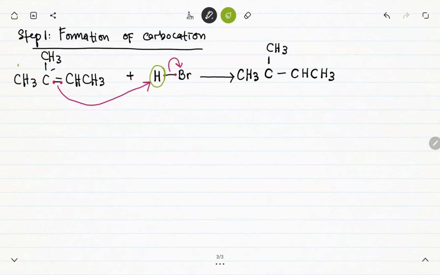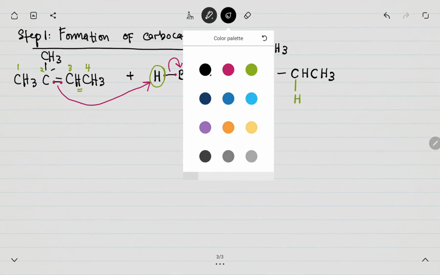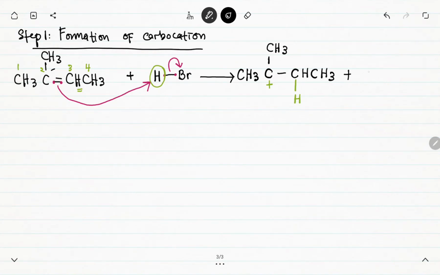So this means hydrogen must be added at carbon number 3, because carbon number 3 has the higher number of hydrogens compared to carbon number 2. So hydrogen is added at this carbon. Next, carbon number 2 will become electron deficient and the charge will become a positive charge. At the same time, we produce our side product, which is the bromine ion.